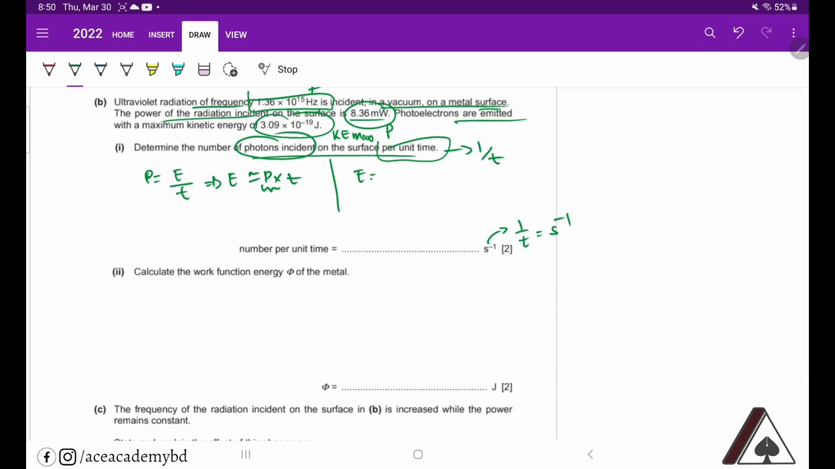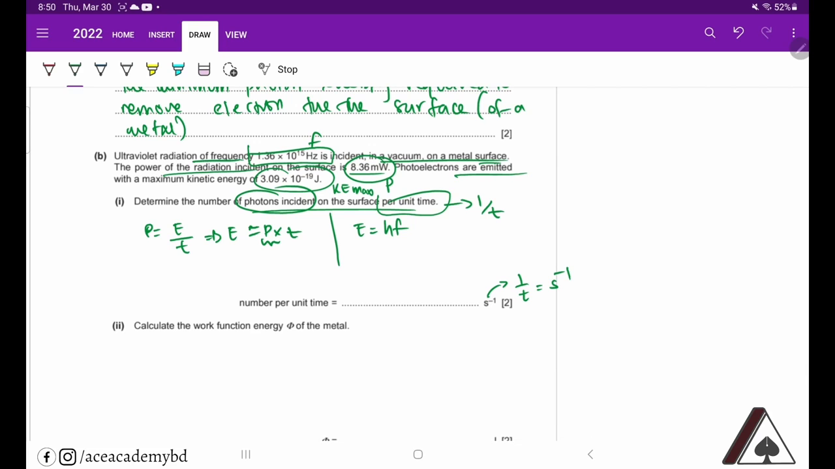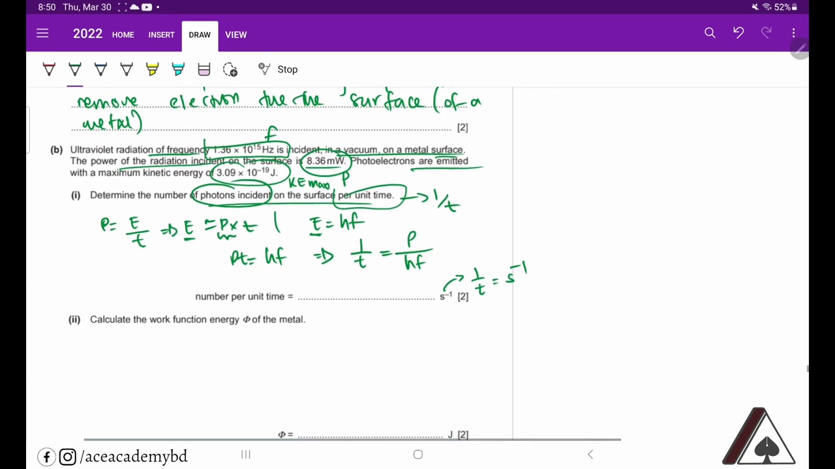Also, we know photon energy is equal to hf, which is Planck's constant into frequency. Now, both of these are expressing photon energy, so we can equate these two equations. So Pt equals hf. We need to find out 1 by t, so 1 by t will be P by hf, just by moving the equations. So if we take 1 by t like this, that will give us P by hf.